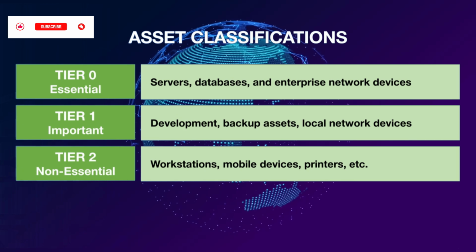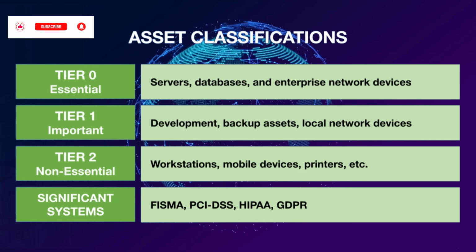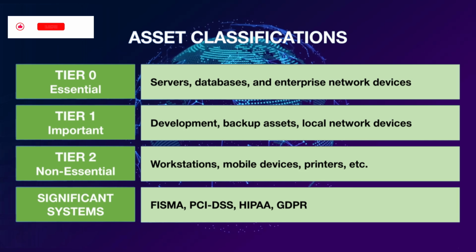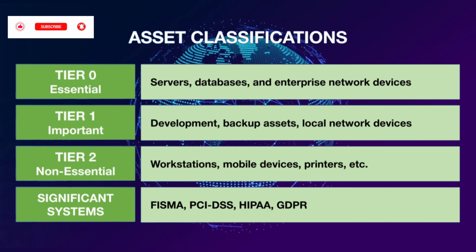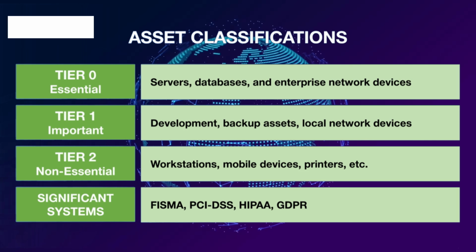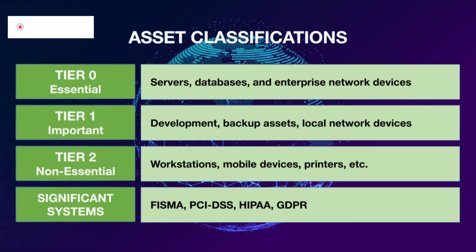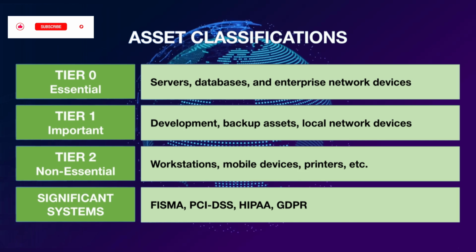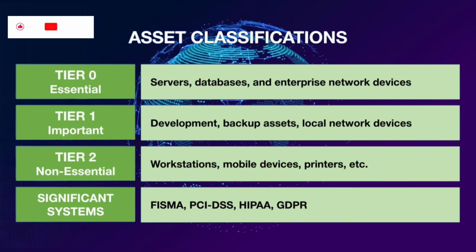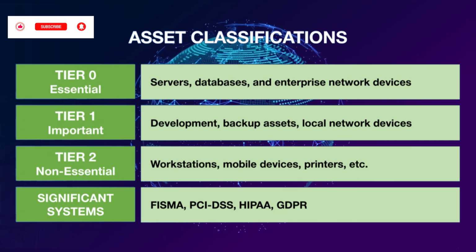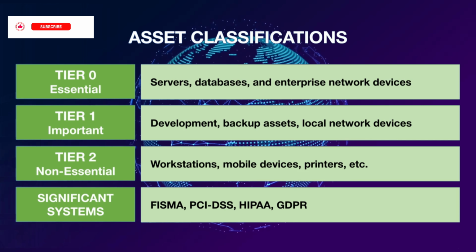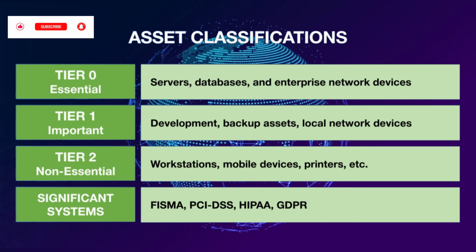And then we have significant systems, and significant systems are things that are required to be compliant with governance, regulation, compliance, things like FISMA, PCI-DSS, HIPAA, GDPR and so on. Now, a significant system can tie back to mobile devices. It can tie back to the databases. It can tie back to some of these other assets. But if they are required to be compliant, they would automatically be treated as significant and then handled as such.